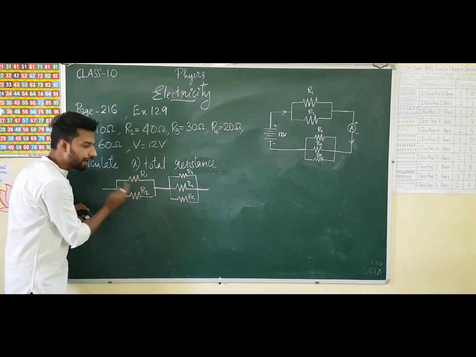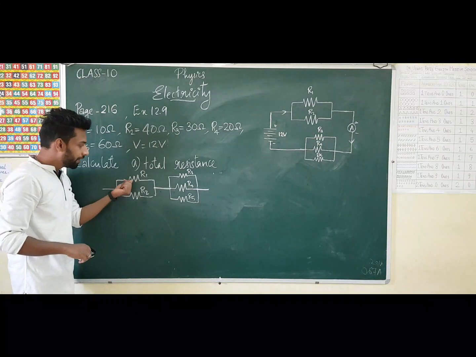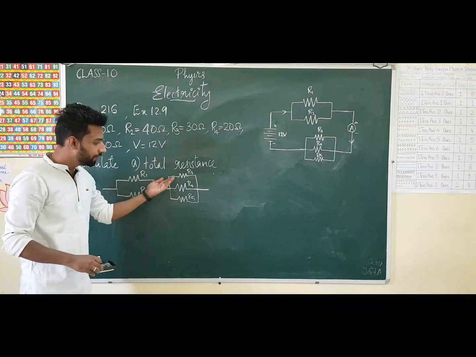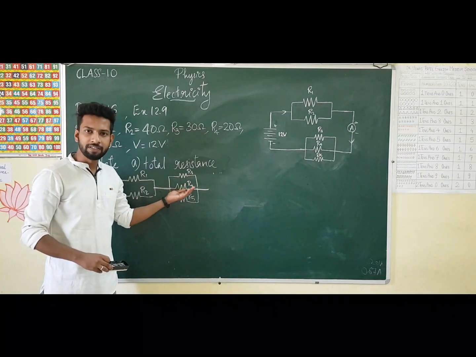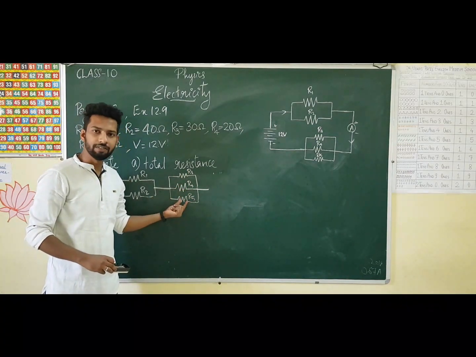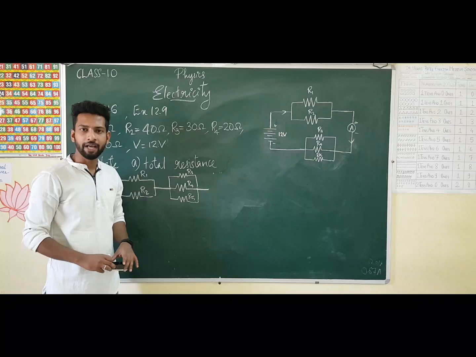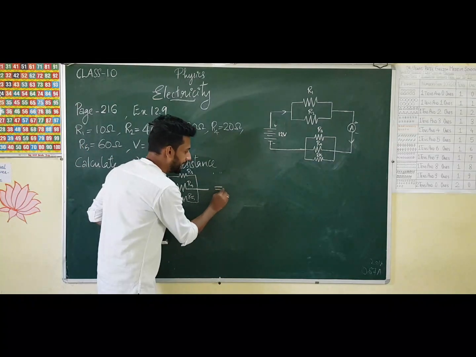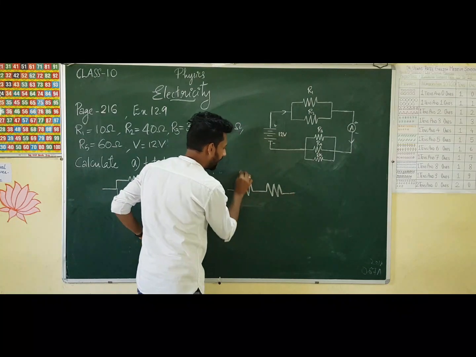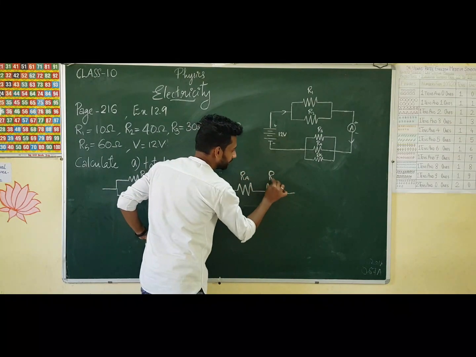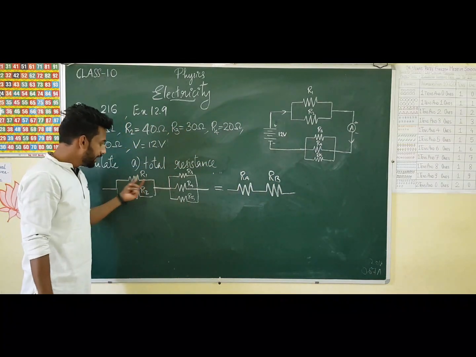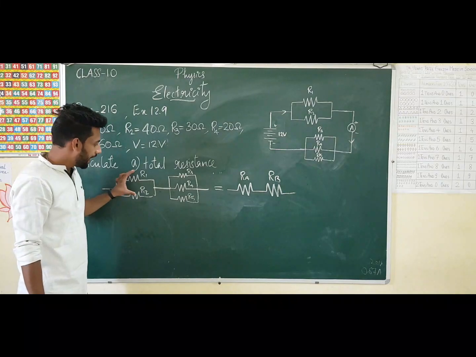See, here R1 and R2 are parallel. The equivalent resistance of R1 and R2 can be represented by Ra. And here three resistors are there, and all these resistors are in parallel. So I will replace the equivalent resistance of these three resistors with one, represented by Rb. So we have Ra and Rb. Here, Ra means the equivalent resistance of R1 and R2.